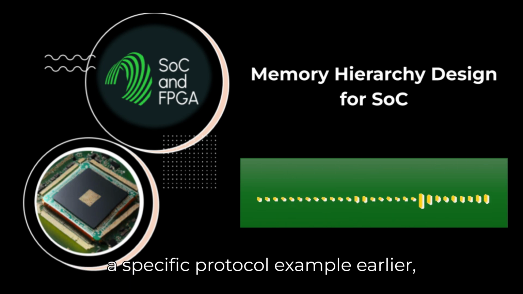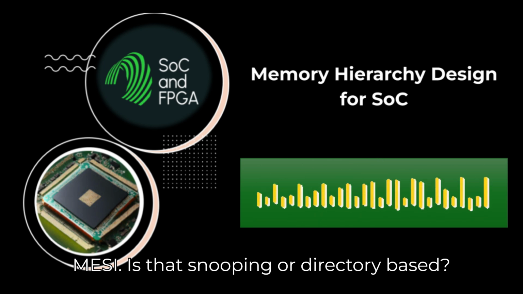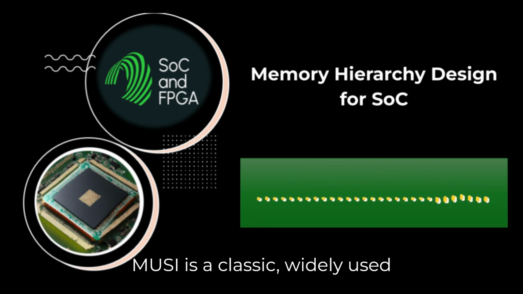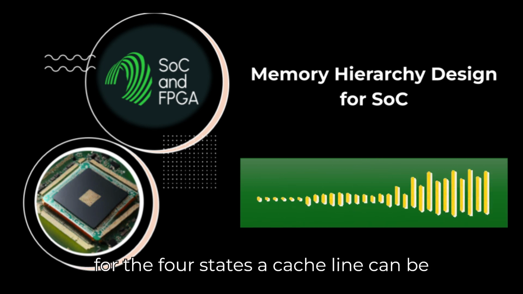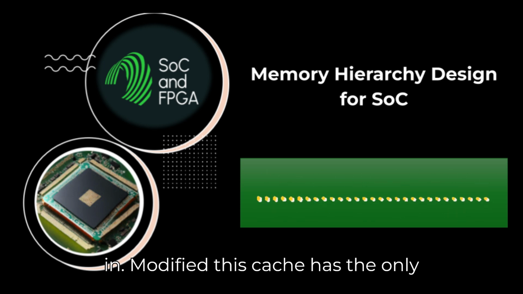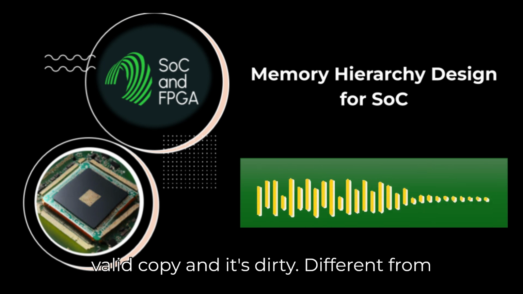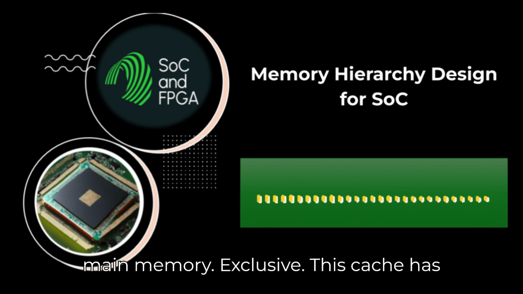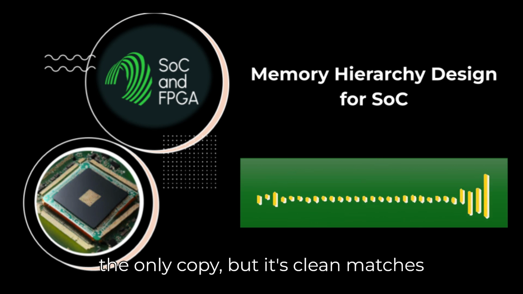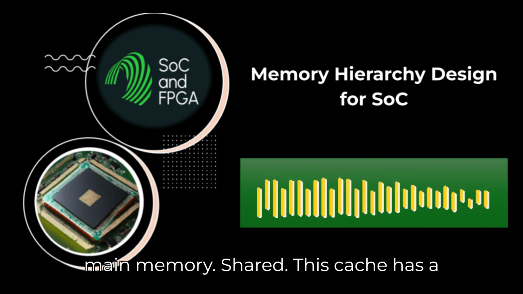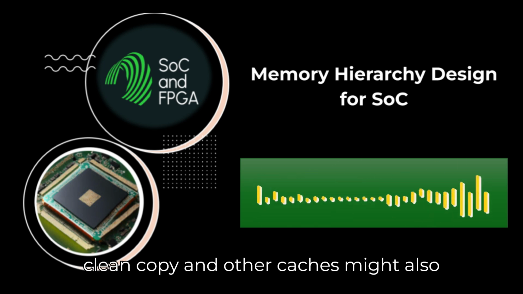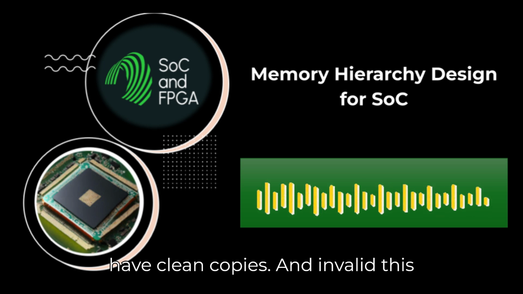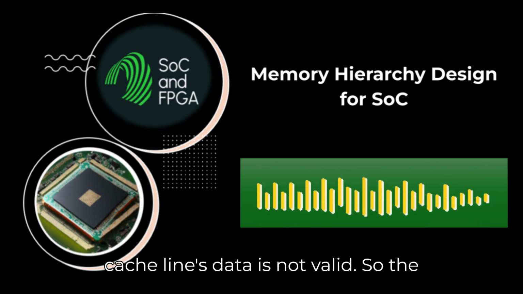You mentioned a specific protocol example earlier, MESI. Is that snooping or directory-based? MESI is a classic, widely used snooping-based protocol. It's an acronym for the 4 states a cache line can be in. Modified. This cache has the only valid copy, and it's dirty, different from main memory. Exclusive. This cache has the only copy, but it's clean, matches main memory. Shared. This cache has a clean copy, and other caches might also have clean copies. And invalid, this cache line's data is not valid.